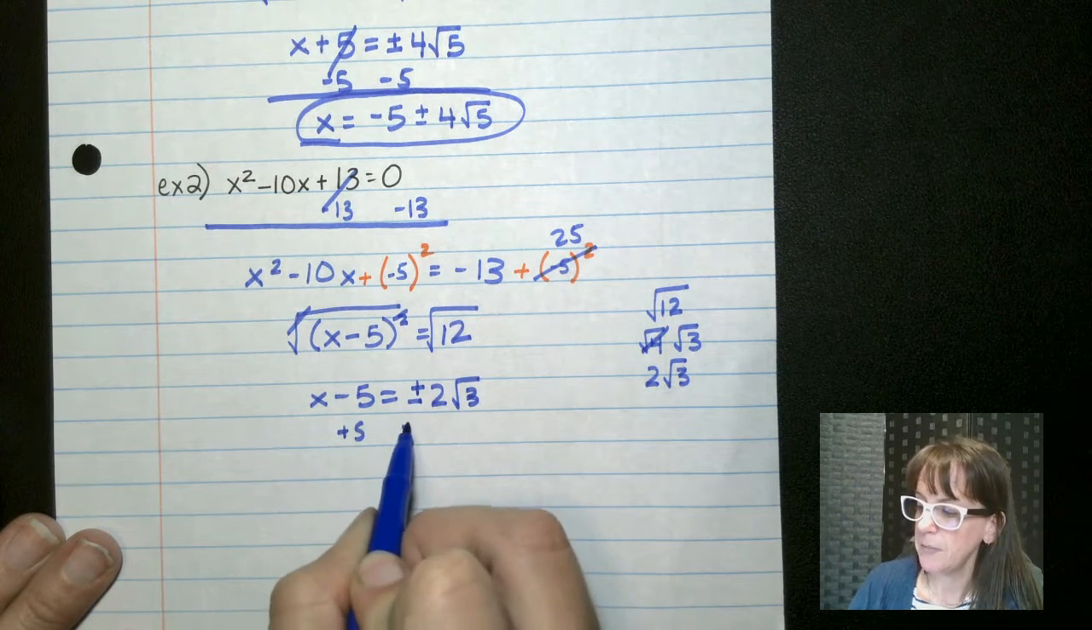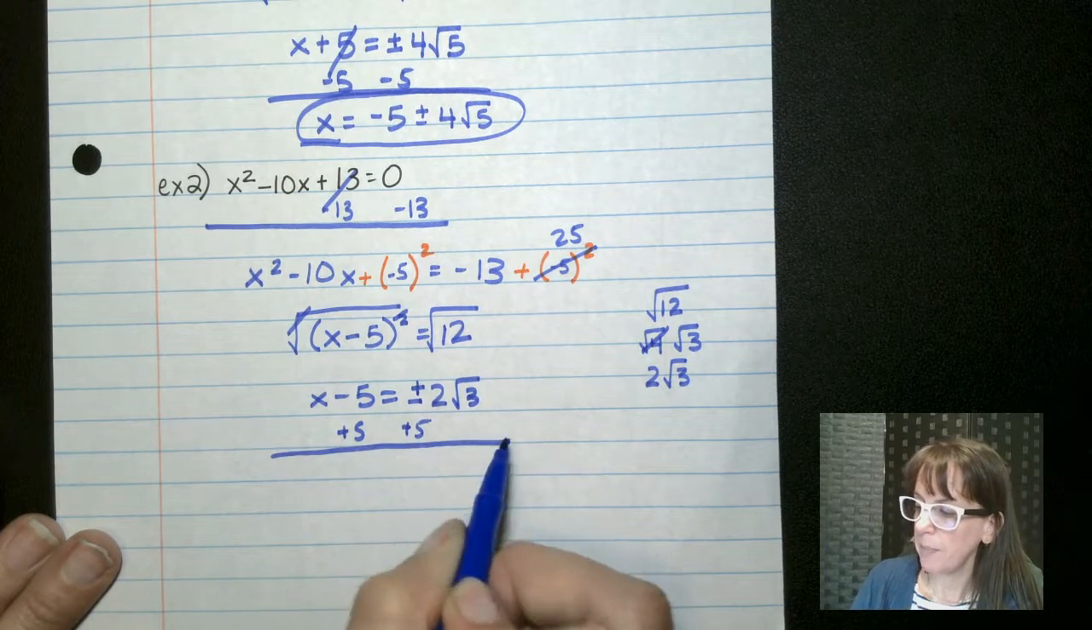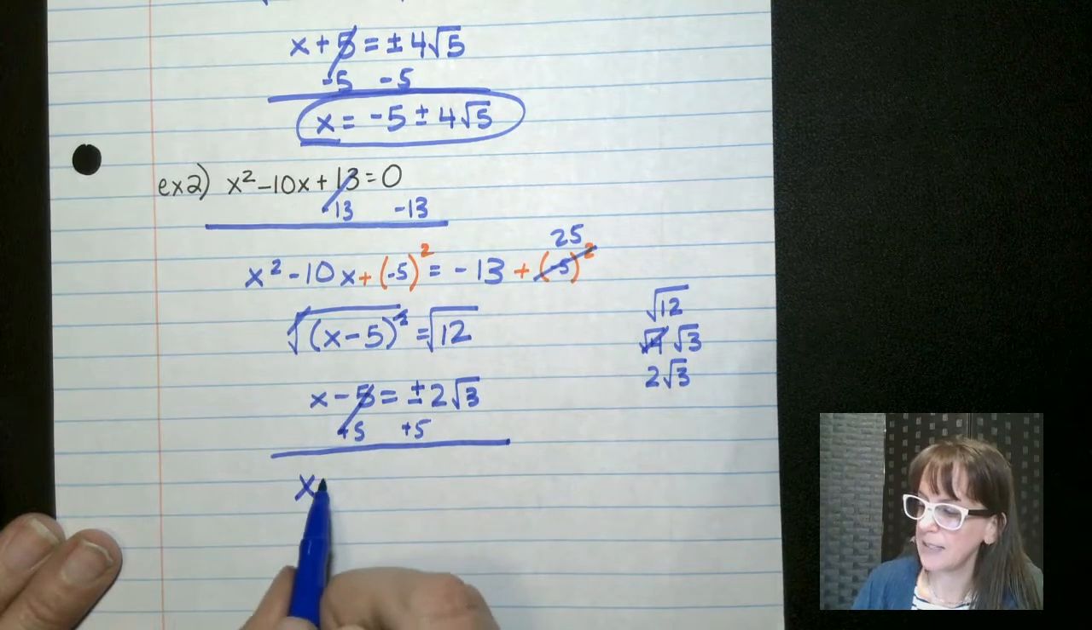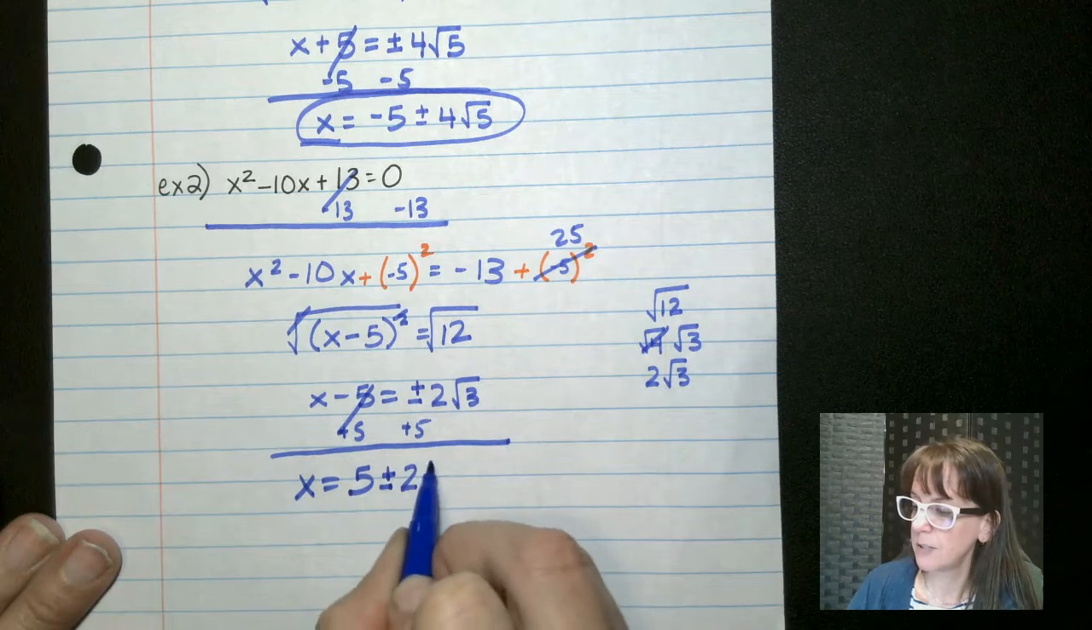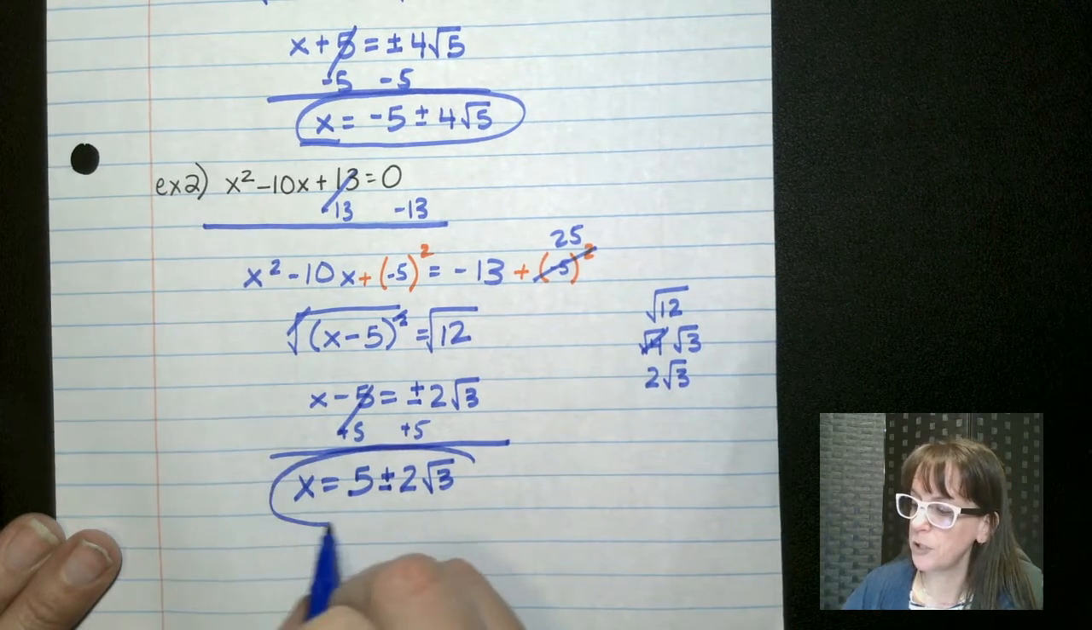Let's go ahead and add 5 to both sides. And again, you want to put that plus minus in the middle. So we say x equals 5 plus minus 2 root 3. And there are my two solutions here.